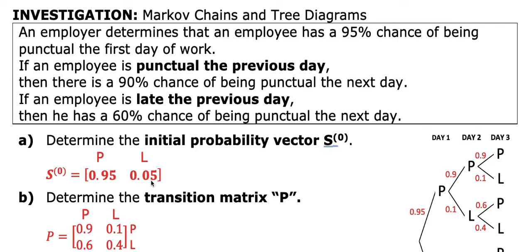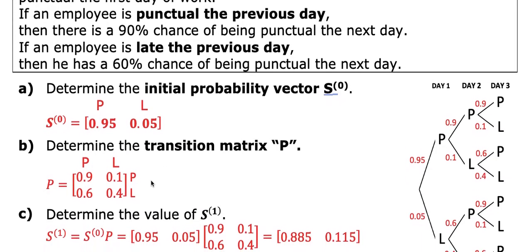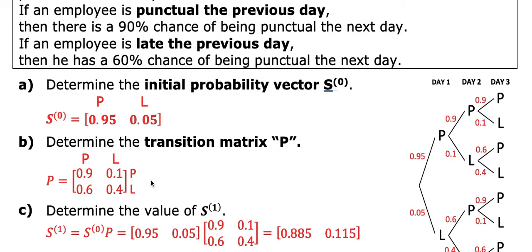The transition matrix summarizes those conditional statements. If someone is punctual, we'll have this row representing punctuality. There's a 90% chance of being punctual the next day, so 0.9, and that implies that there's a 10% chance of being late because this adds to 1. Now, if someone was late the previous day, there's a 60% chance of being punctual the next day and a 40% chance of being late that following day.